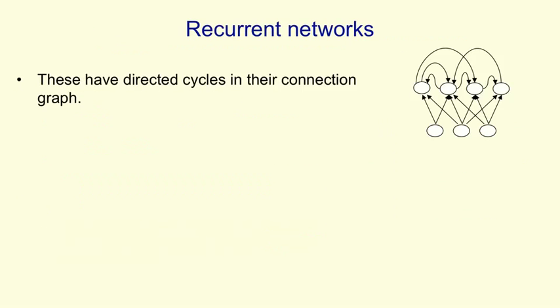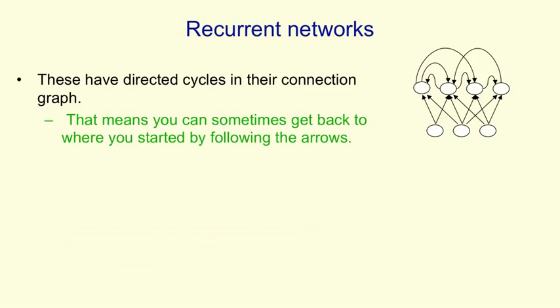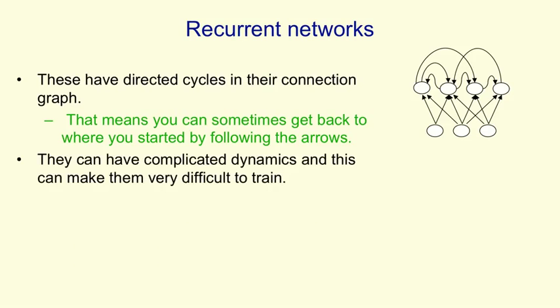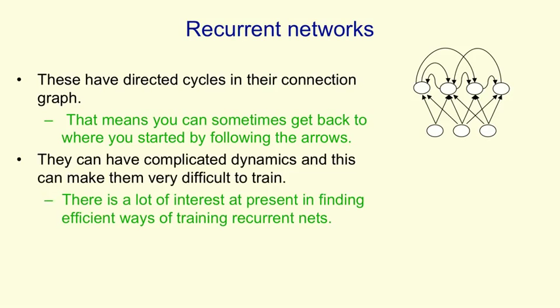Recurrent neural networks are much more powerful than feed-forward neural networks. They have directed cycles in their connection graph. What this means is that if you start at a node or a neuron and you follow the arrows, you can sometimes get back to the neuron you started at. They can have very complicated dynamics, and this can make them very difficult to train. There's a lot of interest at present in finding efficient ways of training recurrent nets because they are so powerful if we can train them. They're also more biologically realistic.